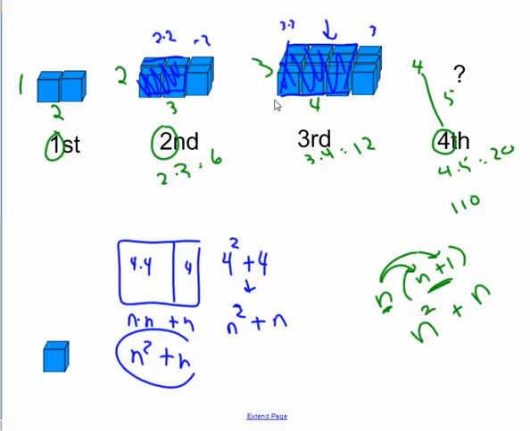In the third one, we have 3 squared here plus 3. In the second one, we have 2 squared here plus 2. In the fourth one, you had 4 squared here plus 4. So the nth one would have n times n plus n.